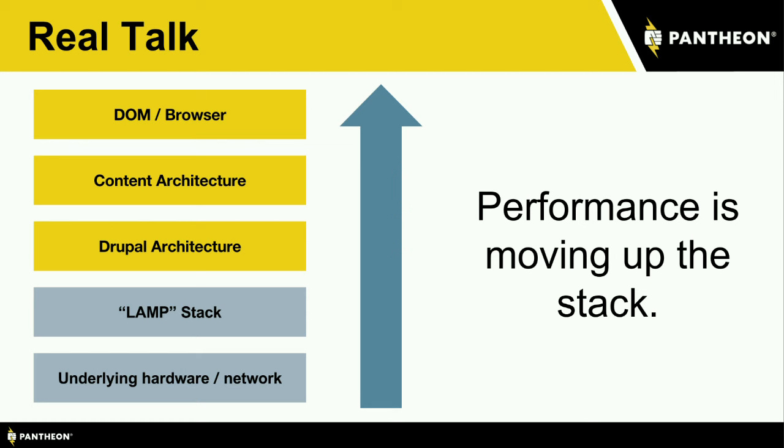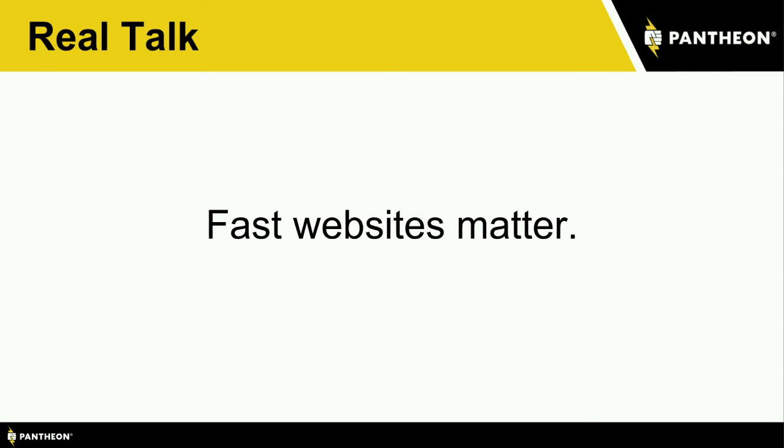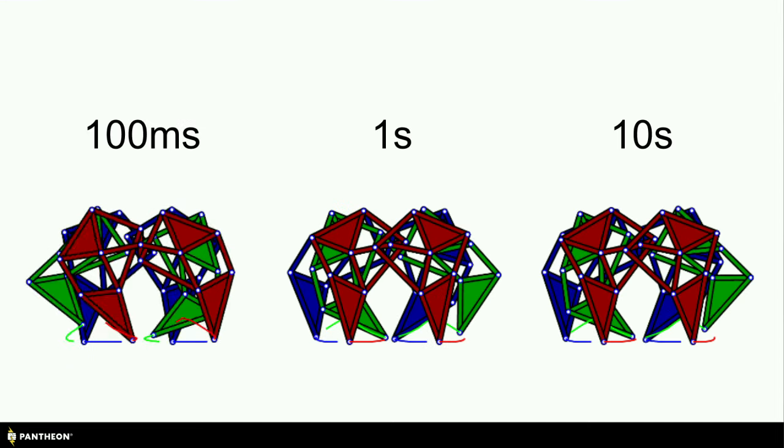So this is my basic pitch, that all of us who care about performance need to start caring about performance closer and closer to the user, because that's where the real action is, that's where the market is moving quickly, that's where the fun stuff is, to be honest, and it's also the most important, because if we don't do the last mile, it doesn't matter what we did on the back end. Oh, yeah, fast websites matter. I just explained that. So how fast?